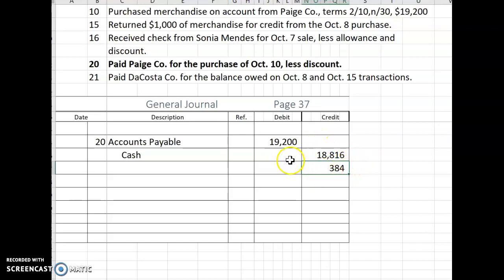And this $384 discount that we're taking on our purchase of merchandise, we're going to credit merchandise inventory. Because we initially recorded the merchandise inventory as a debit of $19,200, but the merchandise inventory didn't cost us that. So we're going to credit it by $384, and then the net effect is we will have recorded our merchandise inventory at $18,816, which is what we actually paid for that merchandise inventory.